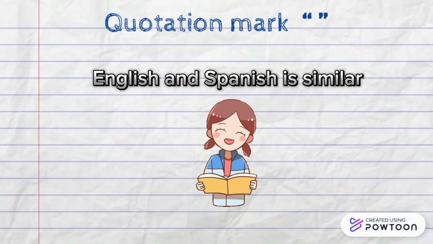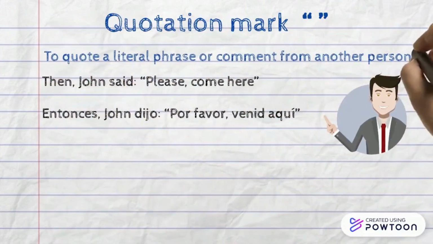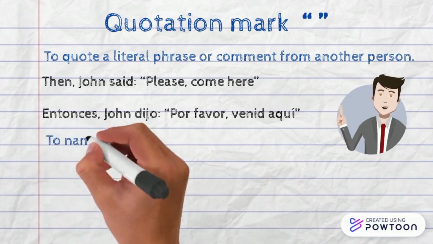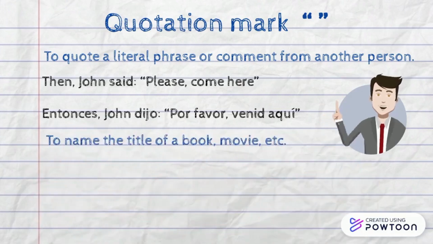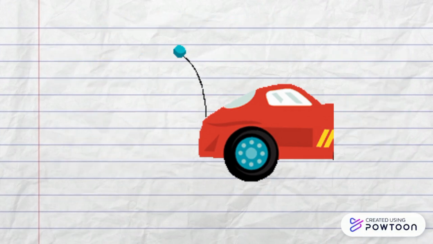Quotation marks. Quotation marks are basically used in English in the same way they are used in Spanish, to quote a literal phrase or comment from another person. Then John said, "Please come here." They are also used to name the title of a book or movie. Have you seen the last season of Game of Thrones?